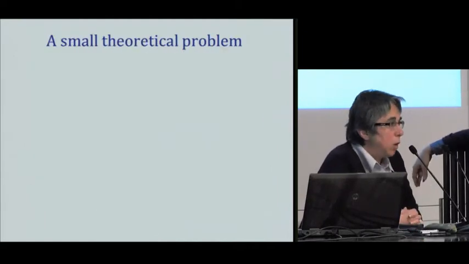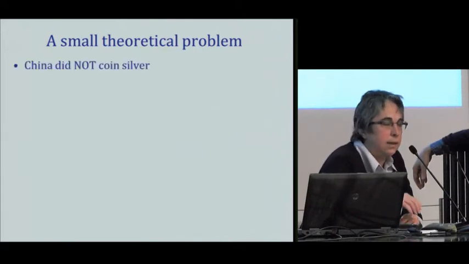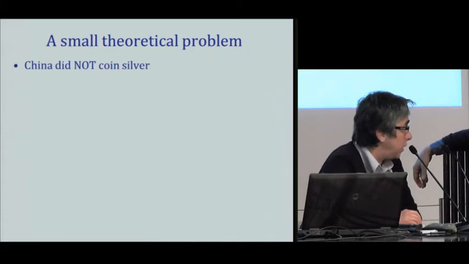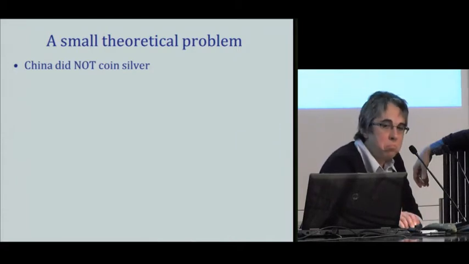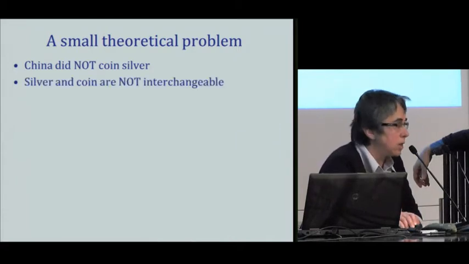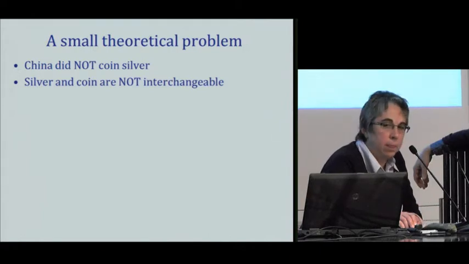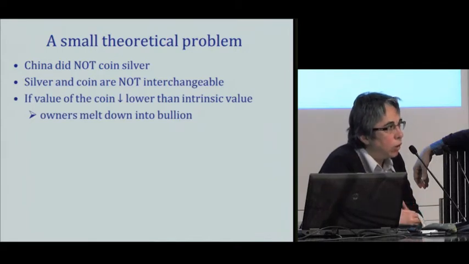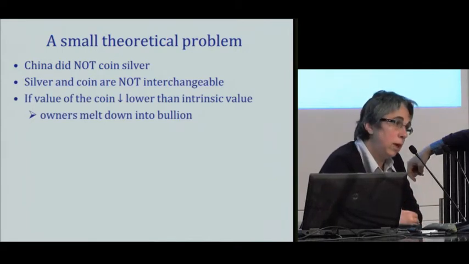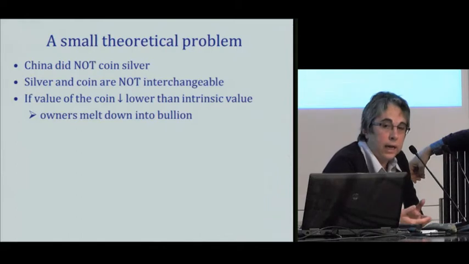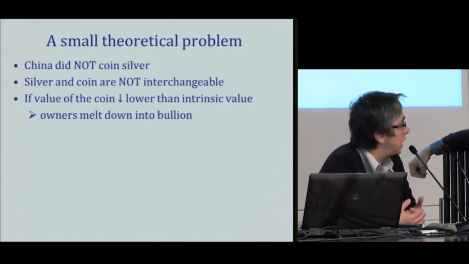That poses a small theoretical problem to monetary historians of China, and that is, China did not coin silver. Silver and coin are not the same thing. They are not interchangeable, yeah? If the value of the coin falls below the intrinsic value, anywhere else, the owners will take it to the mint.